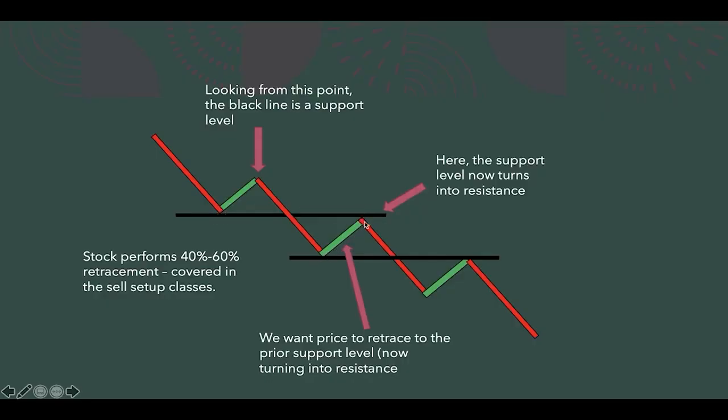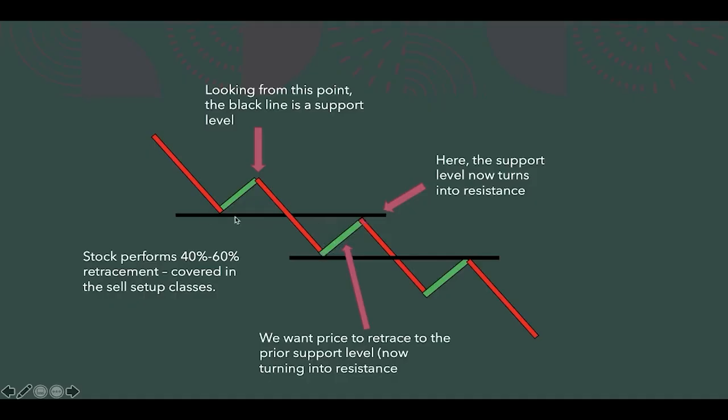This support level becomes resistance here, and we want price to retrace to the prior support level, right? This was the prior support level. We want it to retrace to the prior support level here, and now it's turning into resistance. Same thing, we want a 40 to 60% retracement, right? This is a drop. We want it to retrace 40 to 60% of this drop, straight to this new resistance level, which was the prior support. Okay, and it's basically the same idea. This is what we want to see during a downtrend.